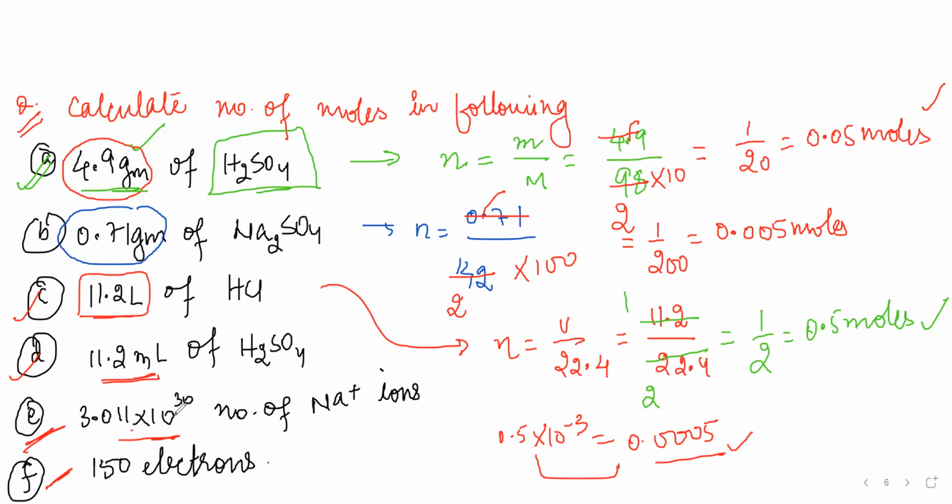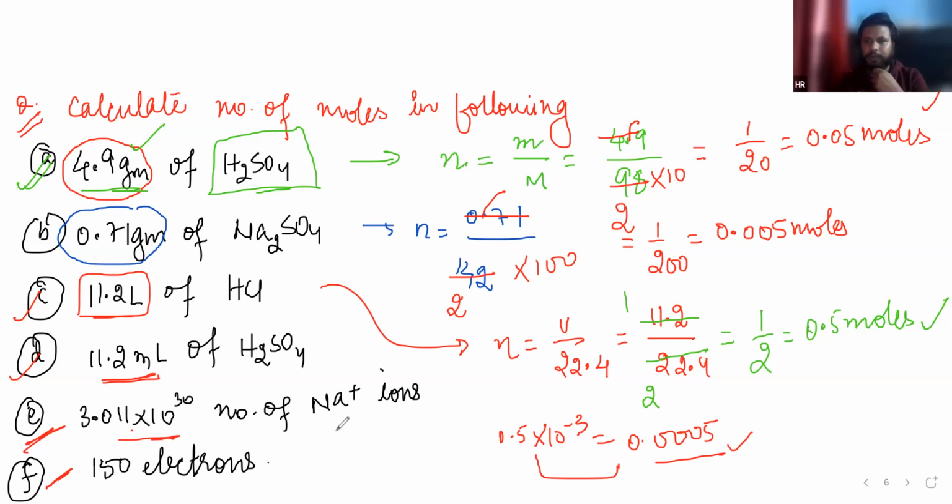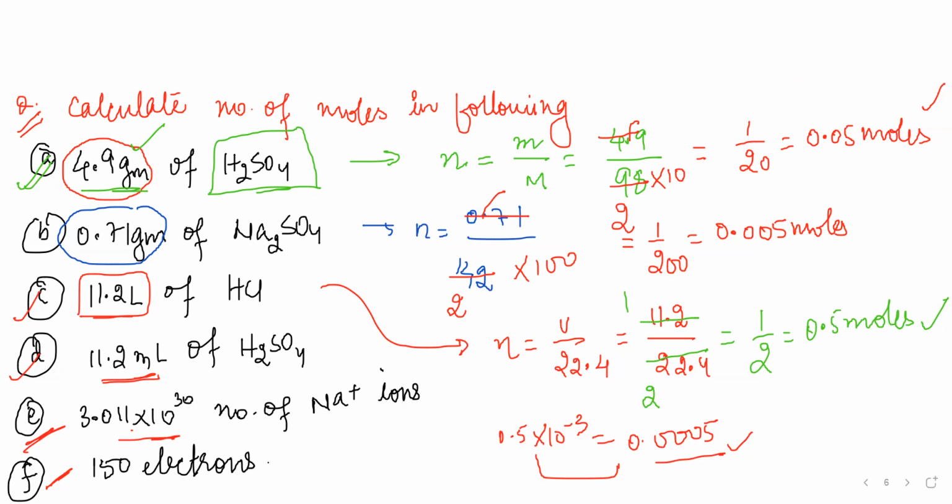Yes, yes, Krishna. So it's 0.5 into 10 power 7. Okay. Anyone, any other answer? 0.5 into 10 raised to the power 7. Yes, sir. Okay, right. Good, very good.